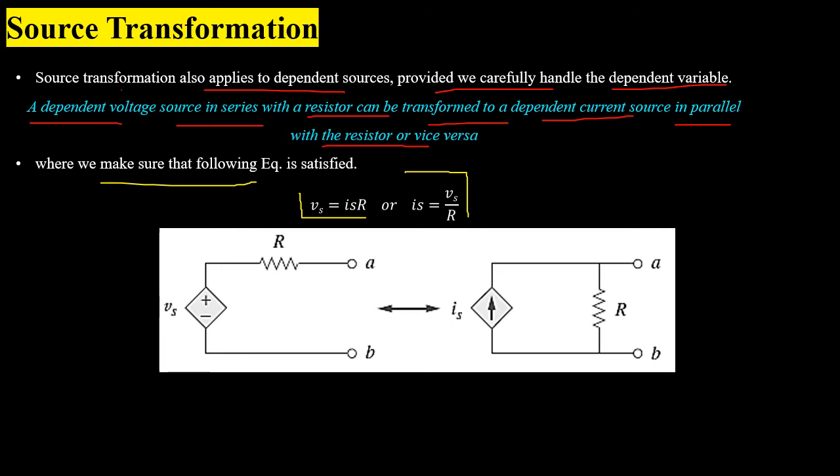And the figure represents source transformation for a dependent source. On the left hand side we have a dependent voltage source with a resistor R in series. This can be transformed into a dependent current source with value Is with a resistor R in parallel.